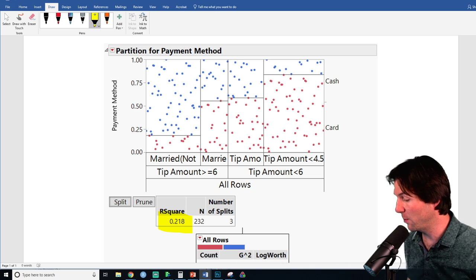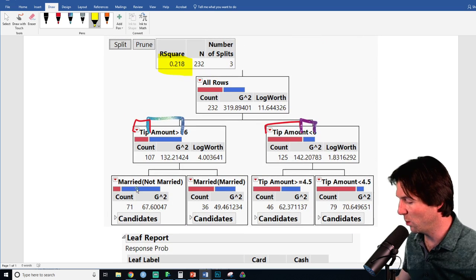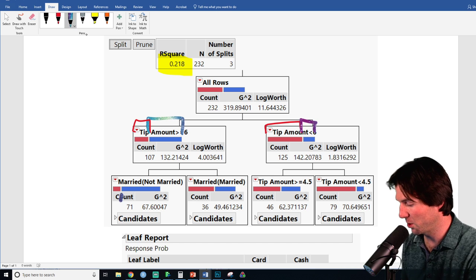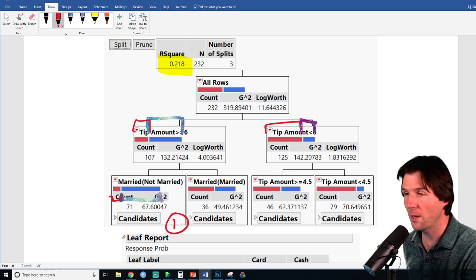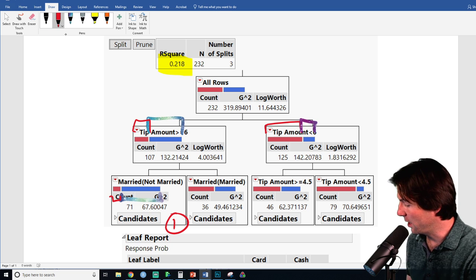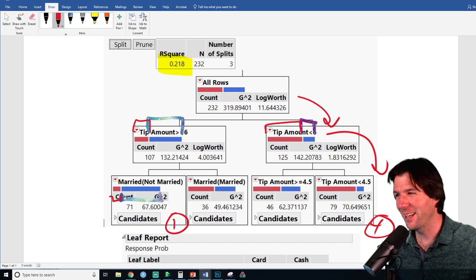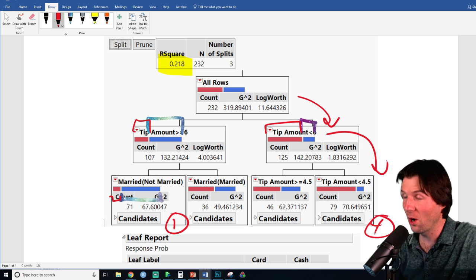Let's see who's using cash. It is people who tip more who are not married. If you notice right here, this blue group all the way down here is using cash a lot, and these people are using cards. So this group down here, the first leaf, is primarily using cash. The leaf over here, which are our not tippers, these are the people not tipping us. We get less than $4.50 from them. They are primarily using card.